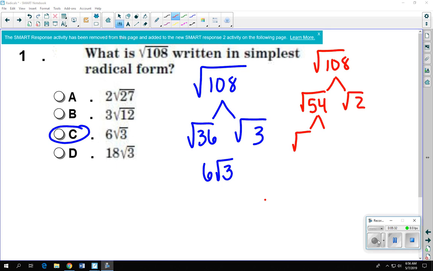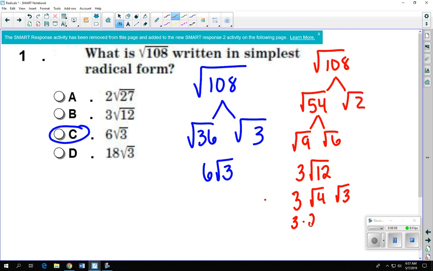So we are going to use the square root of 9 and the square root of 6 here, and you'll see why in a minute. I can simplify the square root of 9 down to 3, and I have the square root of 6 and the square root of 2 left over, so I'm going to multiply them together to get 12. I can simplify the square root of 12 down to 4 and 3, so I'm going to have 3 times the square root of 4 times the square root of 3. The square root of 4 simplifies to 2, and then the square root of 3 stays. 3 times 2 is 6 square root of 3.